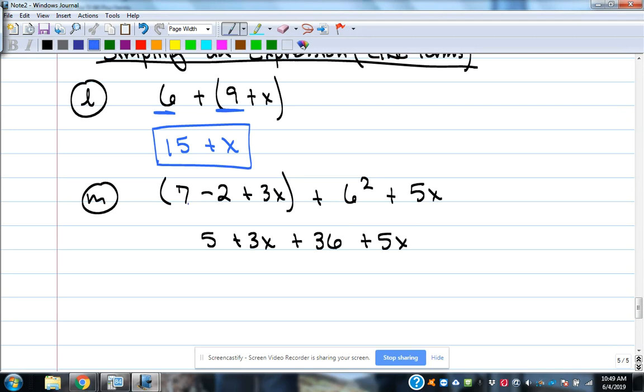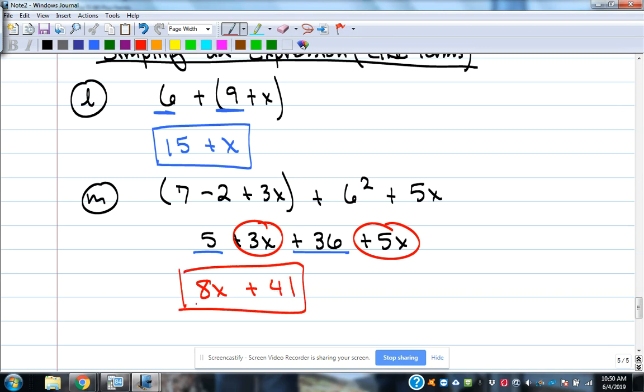Now I look for like terms. 5 and 36 are alike. 3x and 5x are alike. So I'm going to put the like ones together. 3x plus 5x would be 8x. They're both positive, so it's positive 8x. And then 5 plus 36 would be 41. The final answer there is 8x plus 41. So it's following order of operations still. You'll never get away from order of operations. It always is in the game.